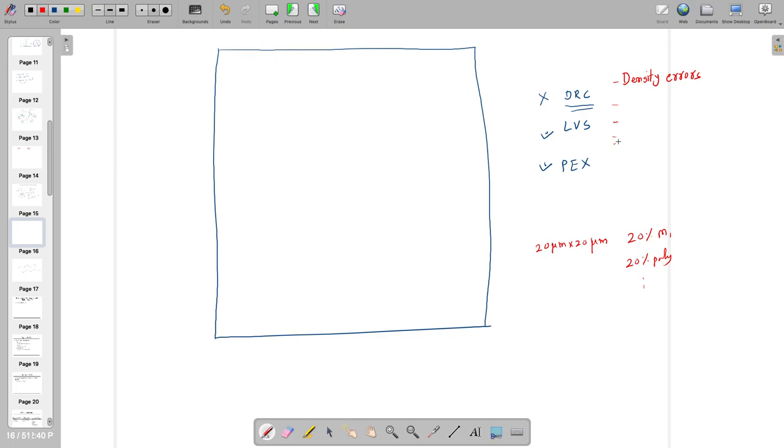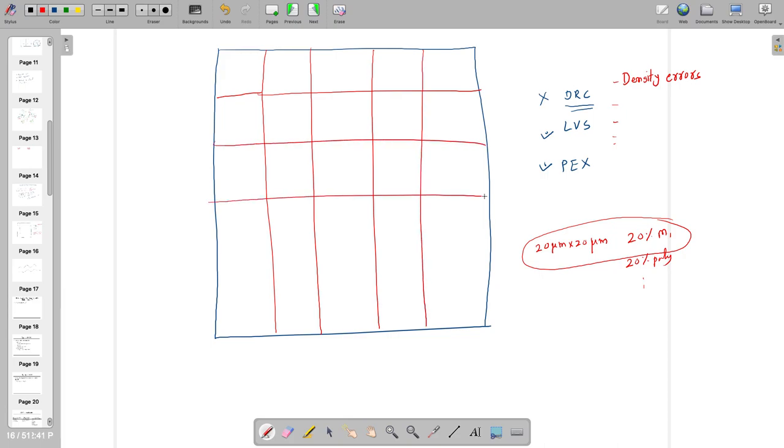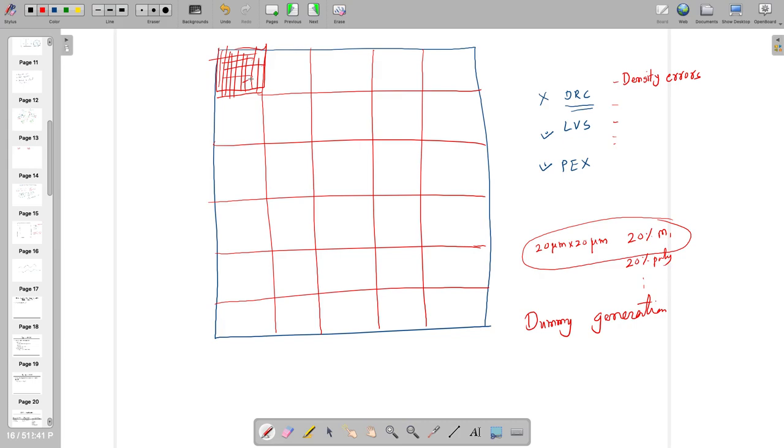But in reality, you have to do this one. So let's assume that this is a grid of 20 by 20 micrometer square. Before you submit your design to the foundry, there is one more technique called dummy generation. By calculating in this 20 micrometer by 20 micrometer, if some value of metal 1 or poly is not available, automatically the tool will generate so many metal lines here which are not going to connect anywhere. It has been made in such a way that it's not going to make contact, but it will be there.